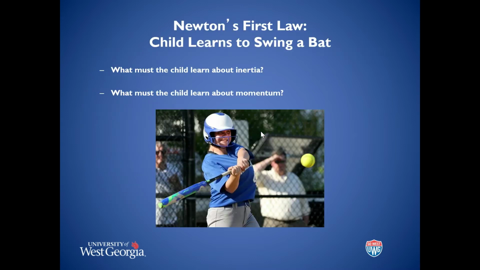And so with Newton's first law, think about a child learning to swing a bat. What must the child learn about inertia? Well, the heavier the bat, the bigger the bat, the more effort it's going to take to start that movement. And what must the child learn about momentum? Well, that bat's going to want to continue after you start it. And so how do we slow that down? And with a bigger bat, can we slow that down?